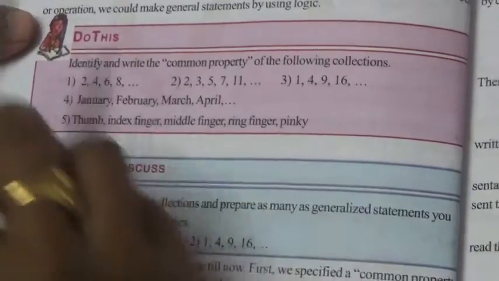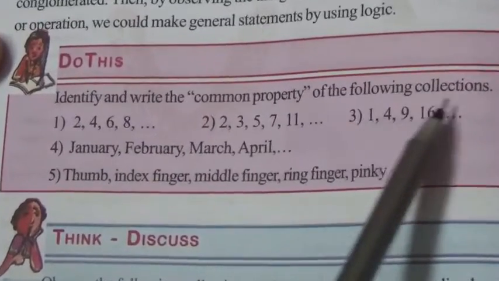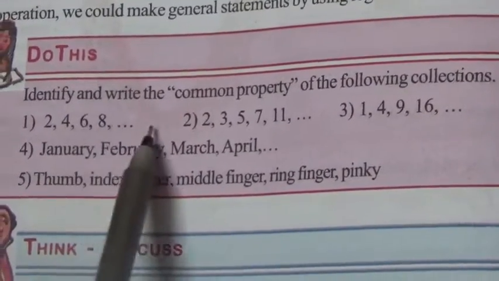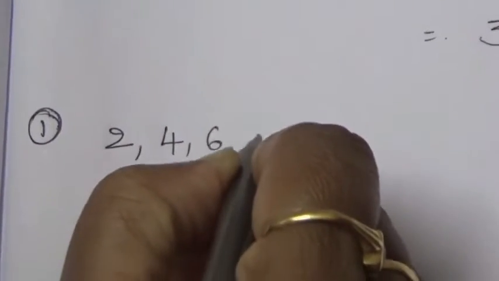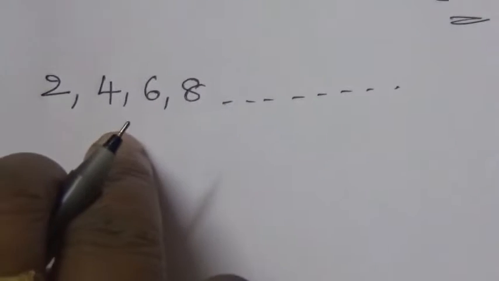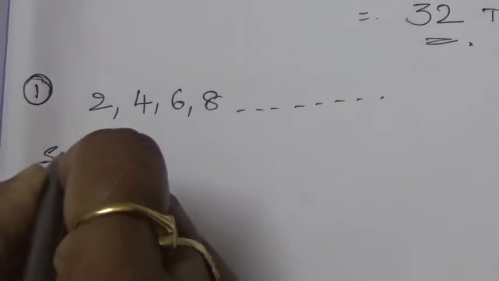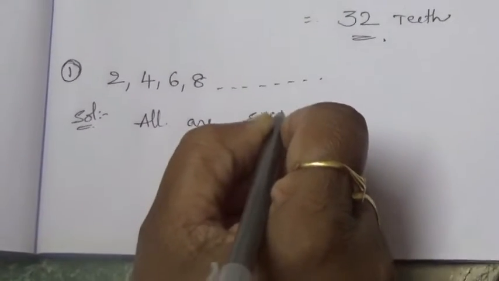Now it is page number 26. So do this. Identify and write the common property of the following collections. Right? We have to write the common property of these collections. So what is the common property of this one? The first one is given as 2, 4, 6, 8 and so on. What are these numbers? Even numbers, right? So the solution is, the given numbers are all even numbers.